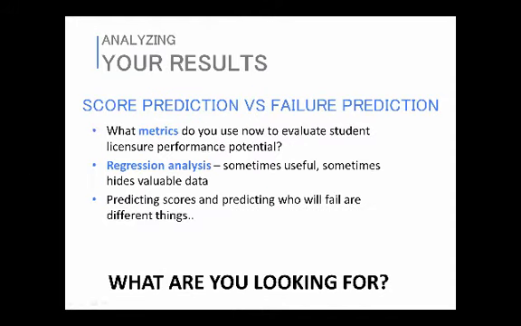The other thing is score prediction versus failure prediction are two different things. And depending on what you want to do, different analysis is going to work better or worse for you. This actually ended up being the case for us, as I'll get into when I show how our story went. But what metrics do you use now to evaluate student licensure performance potential?